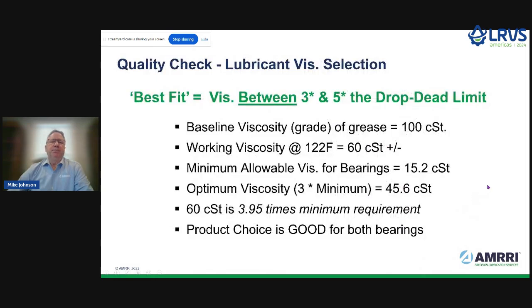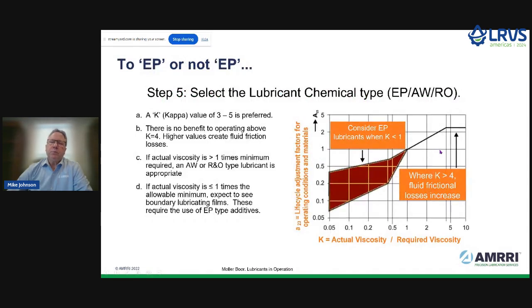When calculating the viscosity requirement, we want to get to a space between 3 and 5 times that drop dead value. That is obviously greatly influenced by the operating temperature of the bearing. So we also need to know the operating temperature of our bearings and other lubricated machine parts when we're designing a program. Step 6 is about lubricant selection.